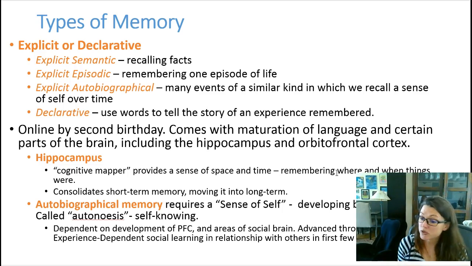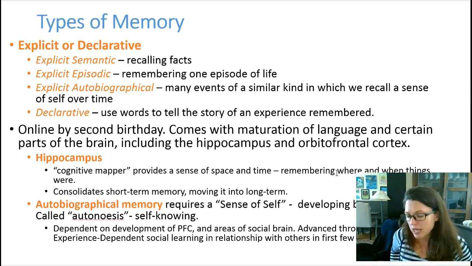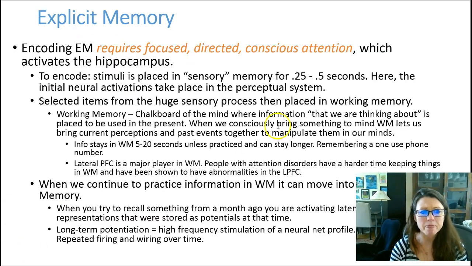So these things come online slower. Some things come online slower than others. So we advance our self-knowing and our autobiographical memory, but our sense of self advances through experience-dependent social learning in relationship with others in our first years. As our social brain grows through our relationship with caregivers and the early people in our lives, we get experience-dependent learning, and that helps us create a sense of self, which goes towards our autobiographical memory.